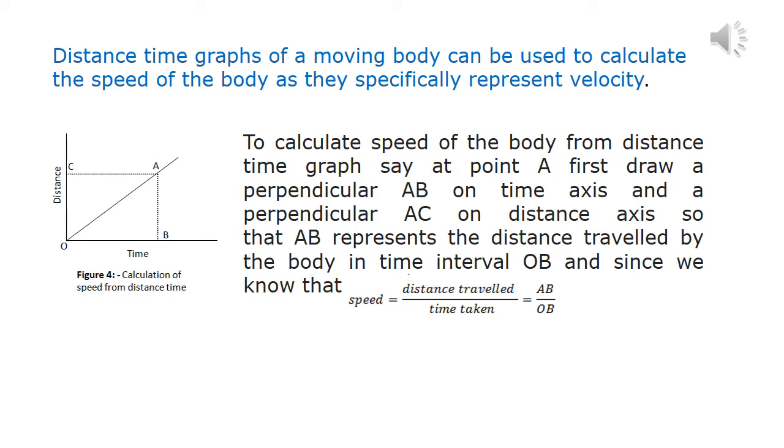So perpendicular is AB and base is OB. We know that speed is defined as the distance travelled by time taken. So during the time interval OB, the distance travelled is AB. So we can easily say AB by OB will give us the speed.